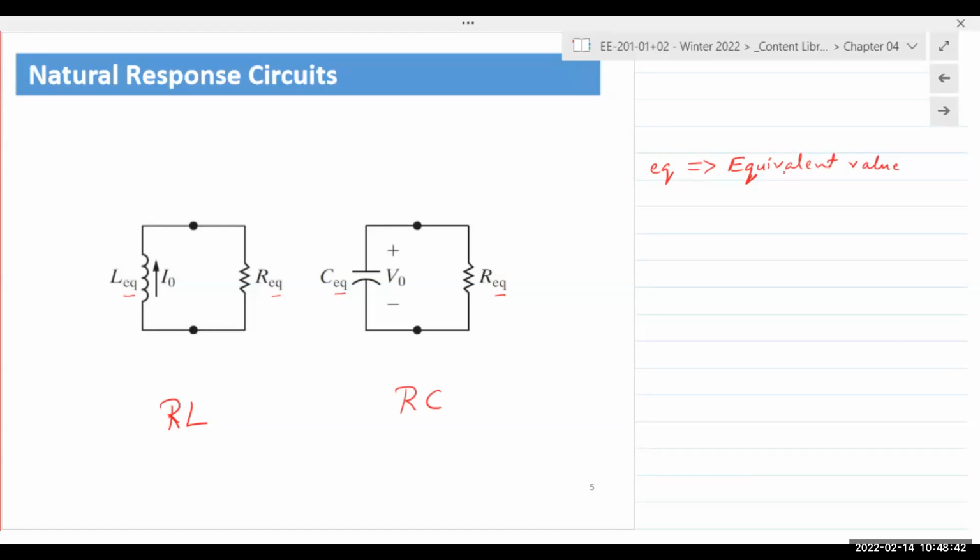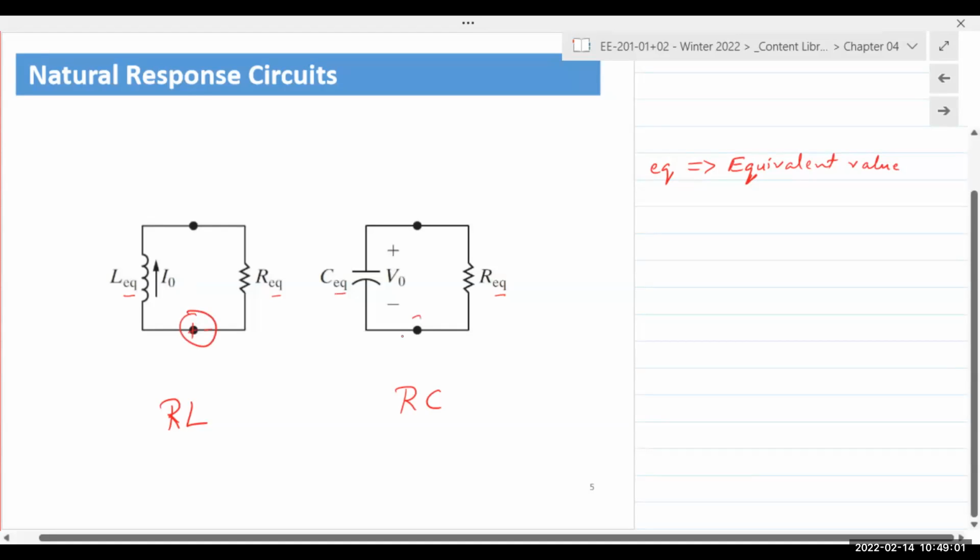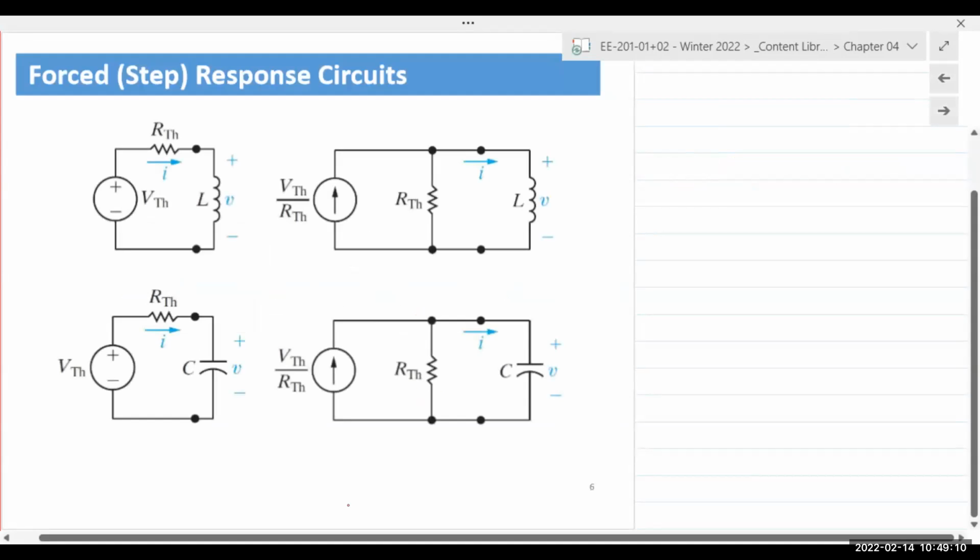There is no source in the circuit, and hence it is a natural response. So absence of source, you should automatically think natural response. Any stored energy in that capacitor or inductor will start being discharged. If we do add a source somewhere in there, then it becomes a forced response. The circuits will look like this. We are adding a source in those same circuits. No difference in the circuit, except now there is a source. This is for RL. This is for RC.